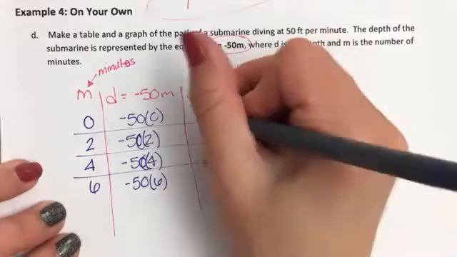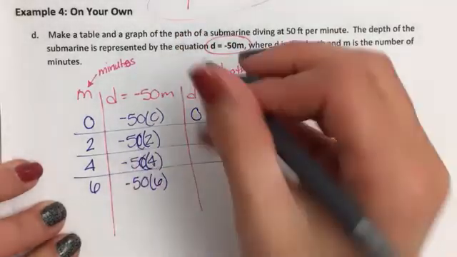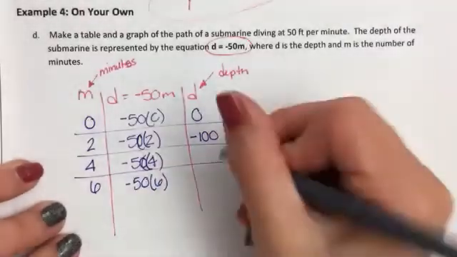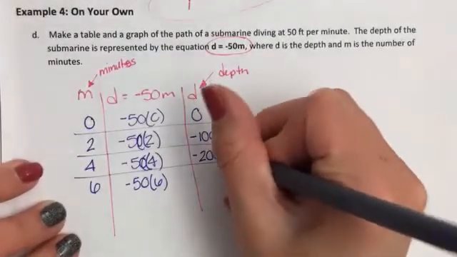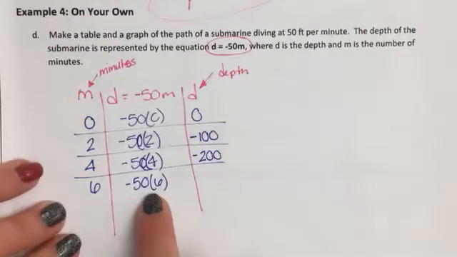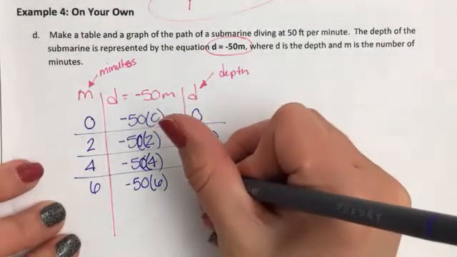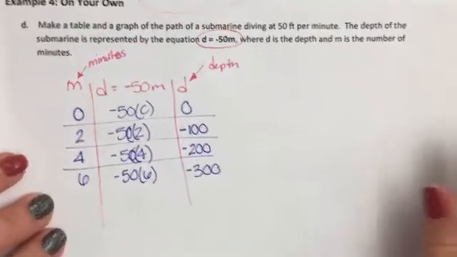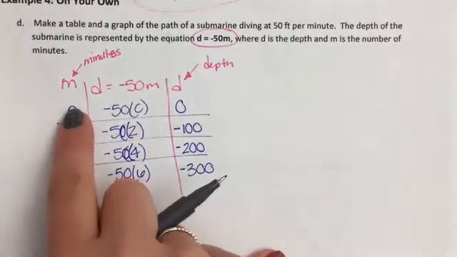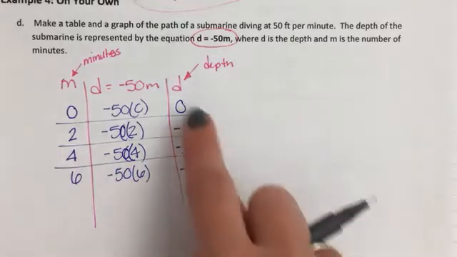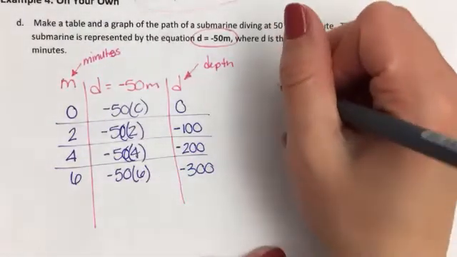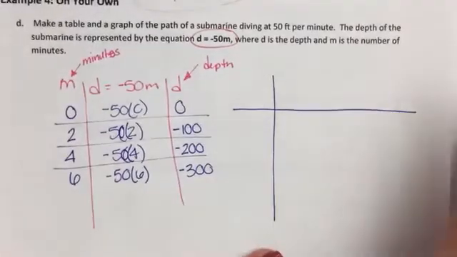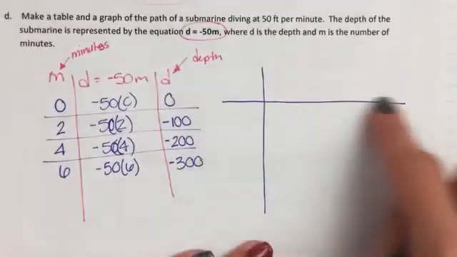Obviously, times 0, you get 0. Negative 50 times 2 is negative 100. Negative 50 times 4 is negative 200. And negative 50 times 6 is negative 300. And now we are going to graph. Notice I have positive values for my minutes, but I have negative values for my depth. So I do have to make sure I'm graphing correctly. Minutes is my x.